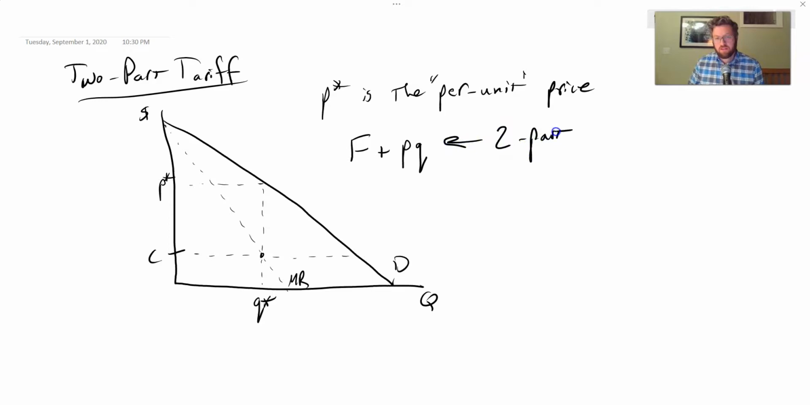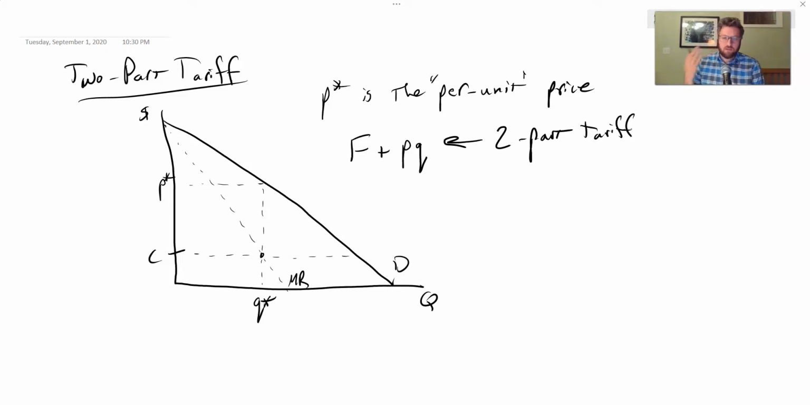What does that mean? That means that you pay a fixed cost F that gives you the right to enter the store, to buy the stuff. And then after that, each unit you buy is charged at price P. Another way to think of it is like admission to a carnival, and then you have to buy tickets once you're inside to go on any of the rides.